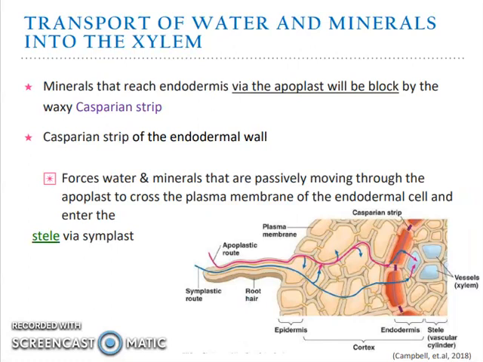Moreover, the discussion on transport of water and mineral into the xylem. Minerals that reach the endodermis via the apoplast will be blocked by the waxy Casparian strip of the endodermal wall. So what do we mean by Casparian strip here? The Casparian strip is a waxy substance called suberin that is present on the wall of endodermal cells. This waxy region forces water and solutes to cross the plasma membrane of endodermal cells instead of slipping between the cells and entering the stele, the symplast part.